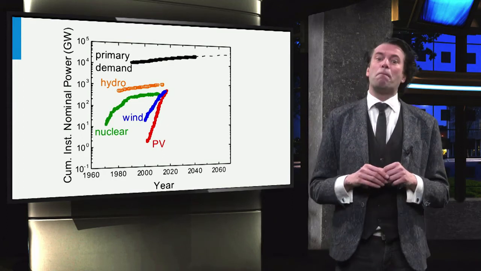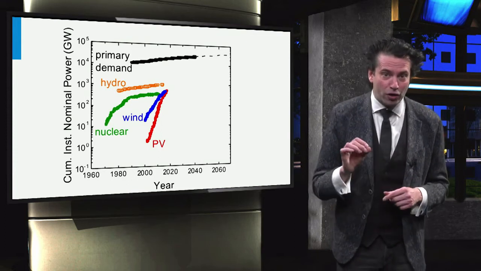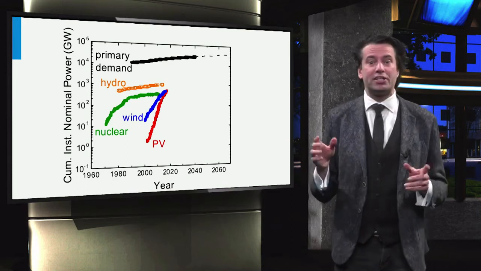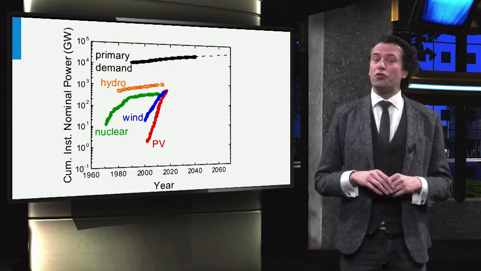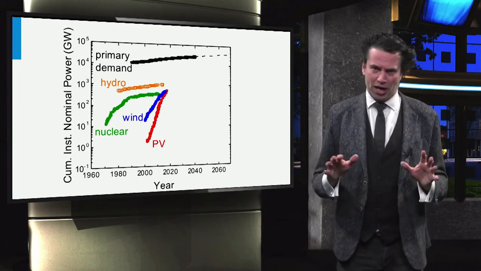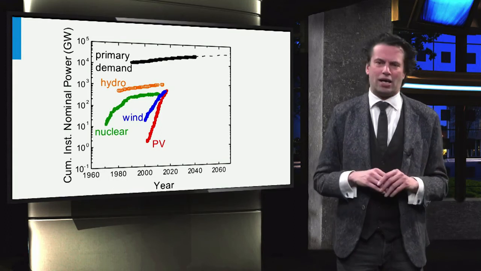The black line is the primary energy demand of the last 30 years and the forecasted energy for the upcoming 20 years according to the International Energy Agency. The installed nuclear power is hardly growing anymore, whereas the installed hydropower is still slightly growing in time.